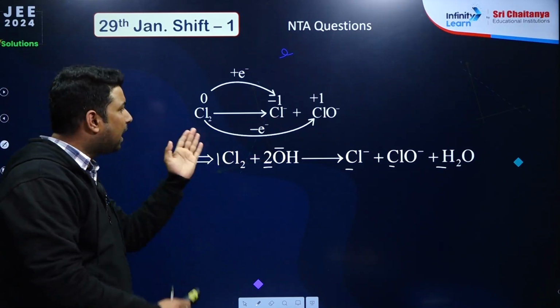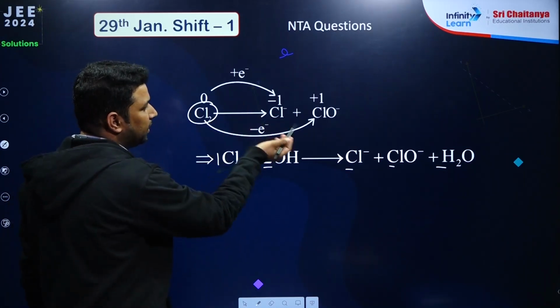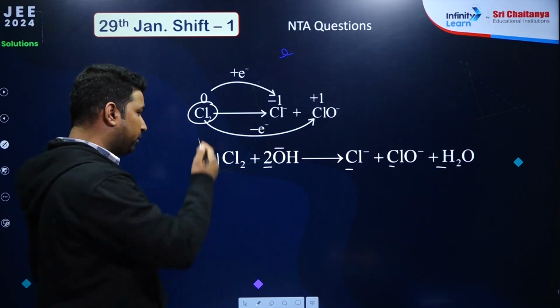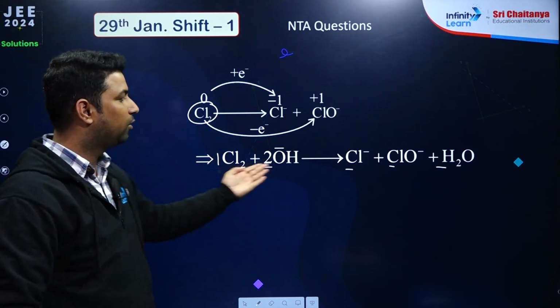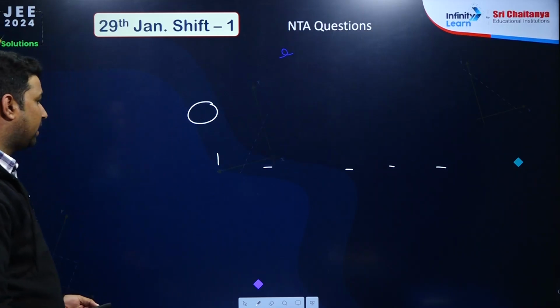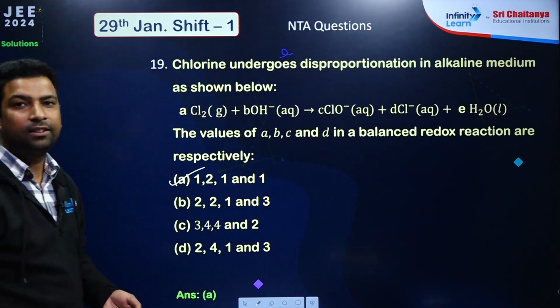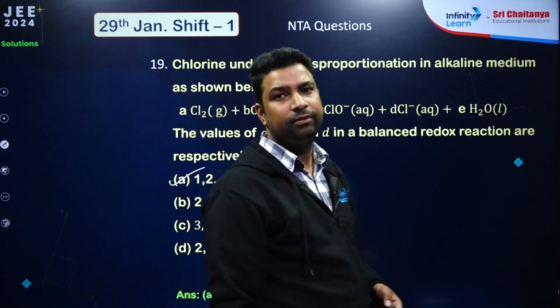medium, because it is a type of disproportionation reaction, a single species undergoes oxidation as well as reduction. So if you balance the equation, you will get the final coefficients like that. So 1, 2, 1, 1, 1 will be the answer. So can I see the answer? 1, 2, 1, 1. Option A will be your right answer. So it was quite an easy question.